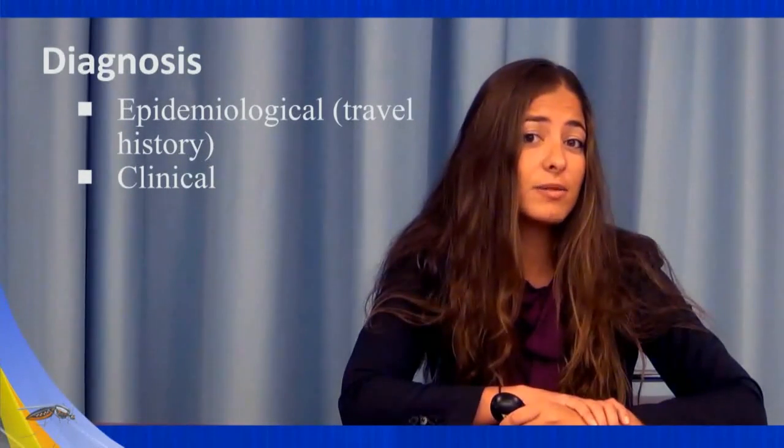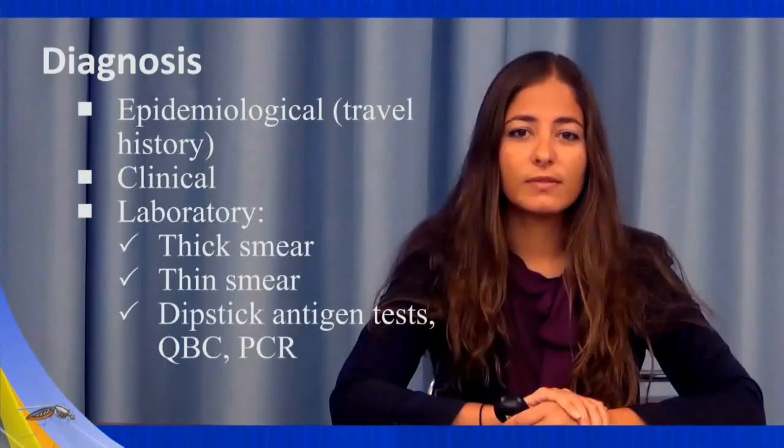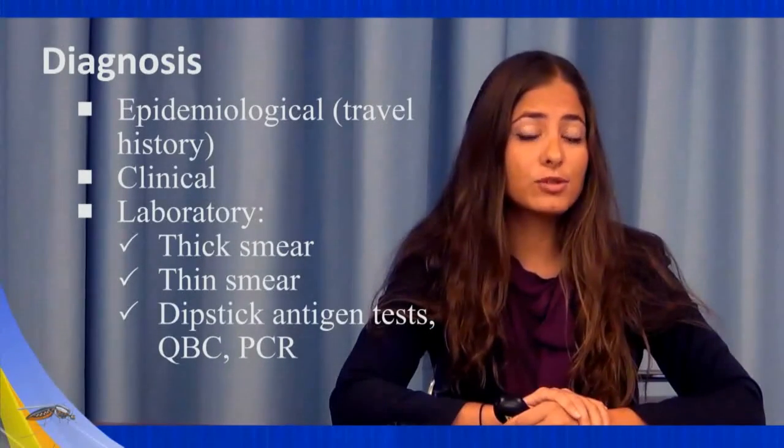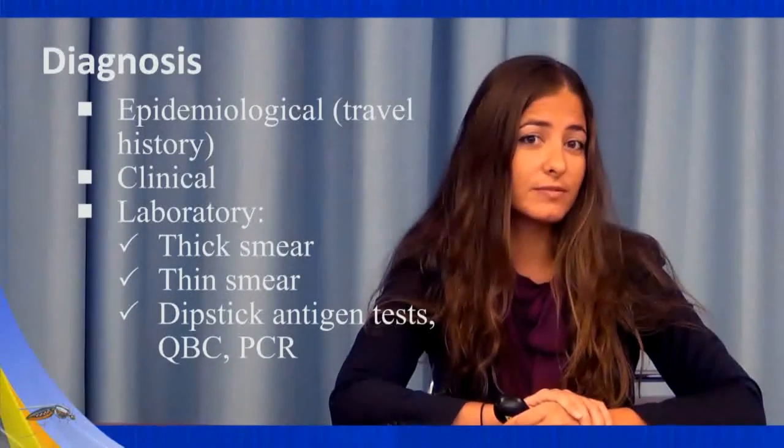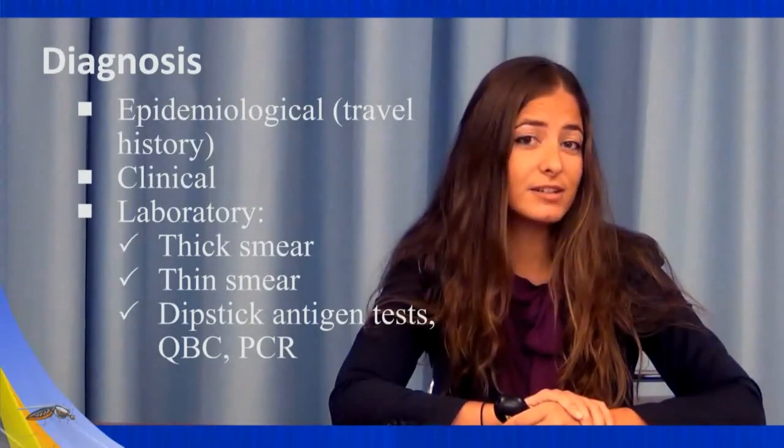The classic triad of paroxysmal attack, anemia, and splenomegaly will assist in the diagnosis. The fever pattern can provide insight into the parasite type. At this point, you will want laboratory proof. Nothing is better than a good old peripheral blood smear. It's cheap, easy, and effective.